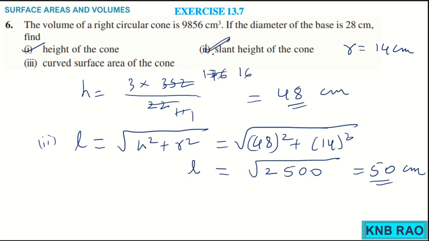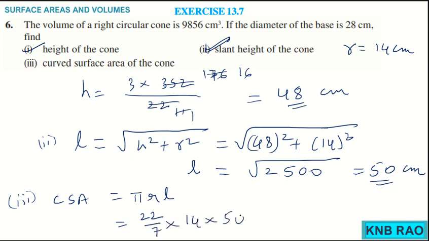Second question is done. Now in the third question, CSA. CSA of the cone is found through the pi r l formula. So pi r l is 22 by 7 into 14 into 50. So 7 2s are 14, 2 into 50 is 100, 100 into 22 is 2200 centimeter square, which is in area units. So this is how we calculate.